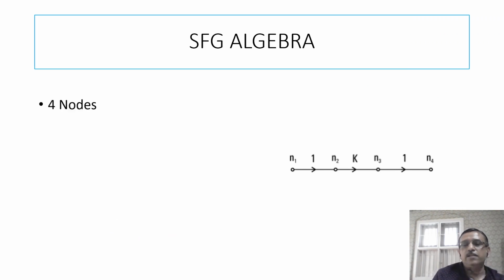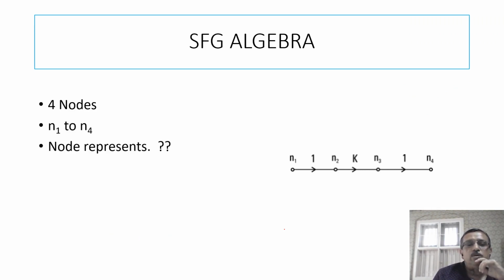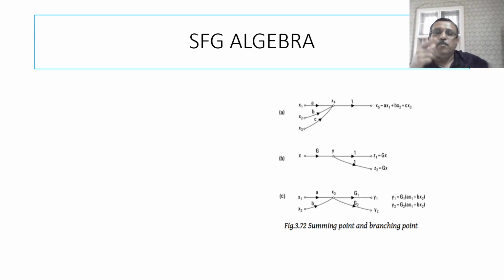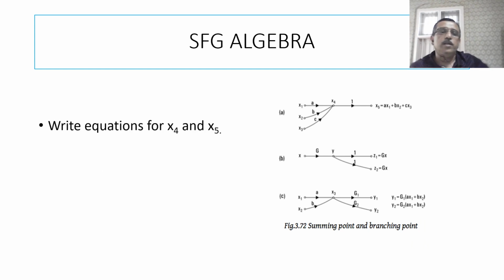So how many nodes are there? This we have seen earlier. I'm saying again, there are 4 nodes, n1 to n4. So a node represents a signal. Suppose here it is x, the signal over here will be x itself, here it will be k into x. And how many branches are there? 3 branches. We have seen this already. If the signal at node n1 is x, then the signal at node n4 will be k into x. So I have scribbled down a figure there. Let us look at it closely.